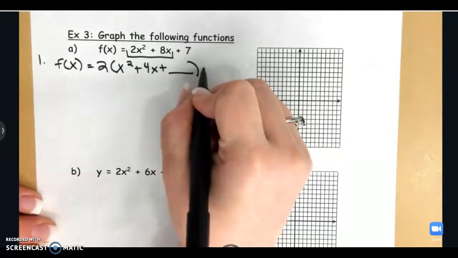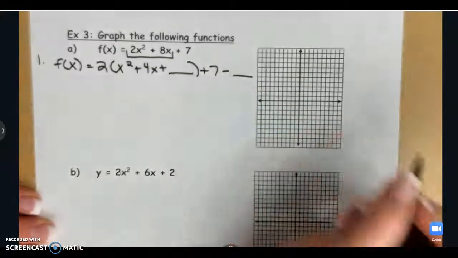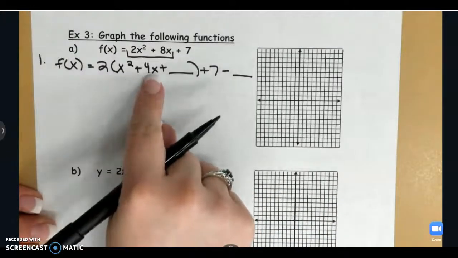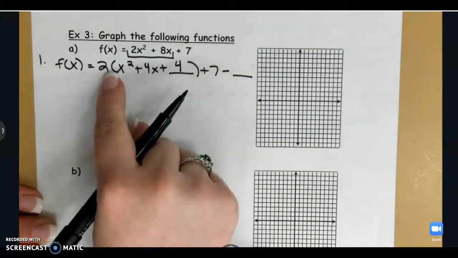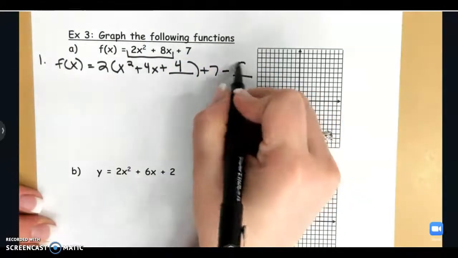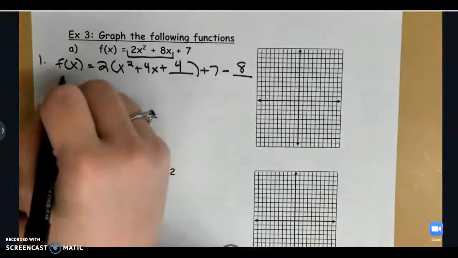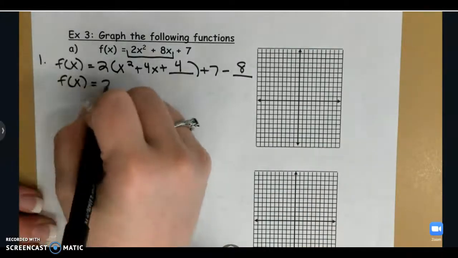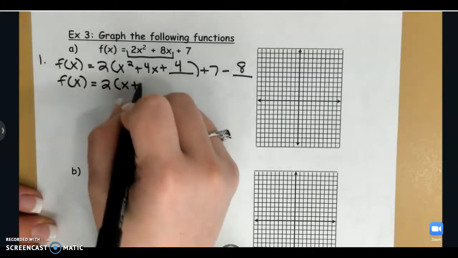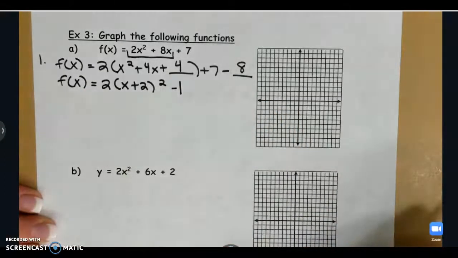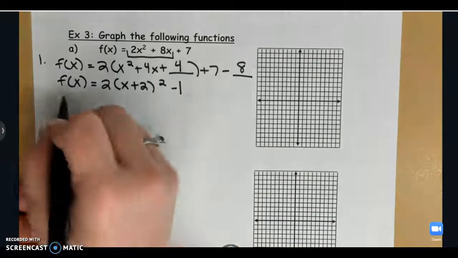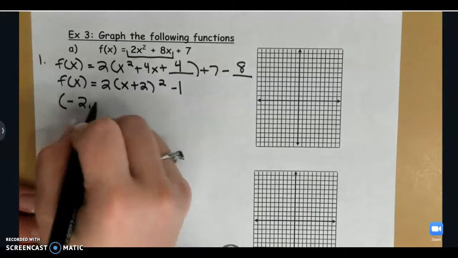And whatever I add inside is going to be subtracted on the outside. So half the middle term, that's 2, square it, that's 4. Then because I factored out a 2, I have to multiply that back out, so I'm going to subtract 8. So rewriting this in vertex form, I'm going to write this as a squared binomial. 7 minus 8 is -1. So my vertex is going to be -2, -1.